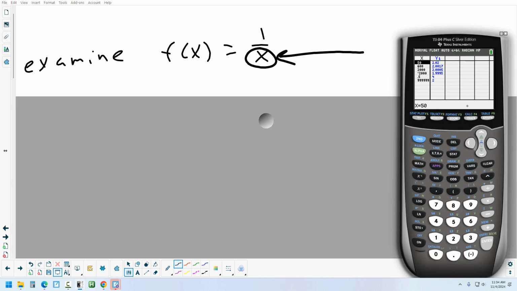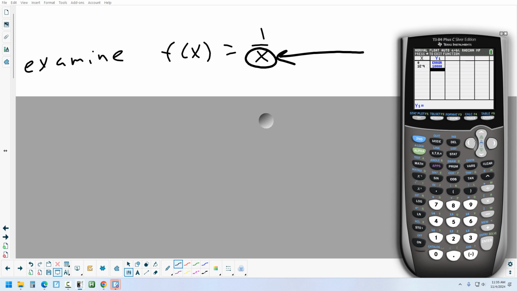So let's just graph it and see what it looks like. 1 divided, actually we don't even need to see what it looks like. Let's just use the table. Now let's pick a number that's very close to 0. You can't use 0 because that's an error. But what's a number that's really close to 0? 0.0001. That's extremely close. Look at your y value. 10,000. So we are up very, very high.